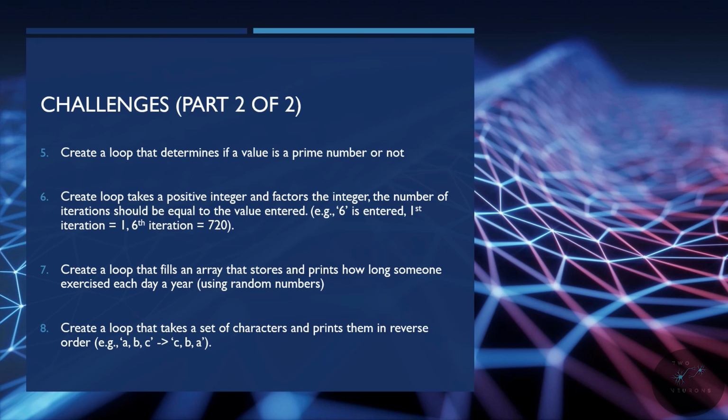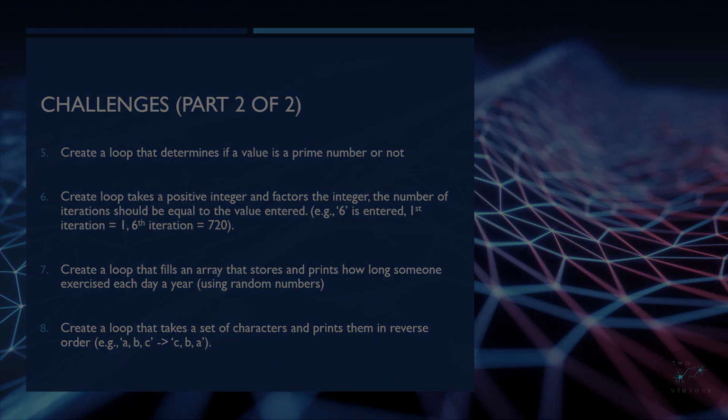Create a loop that fills an array that stores and then prints, using the loop, how long someone has exercised each day for a year. Use random numbers to fill this array. And then create a loop that takes a set of characters and prints them in reverse order. So if you have an array that's ABC, it should print CBA. Alright, so that said, go ahead, start a new project in Visual Studio, try to complete these challenges, and then check in to see what I've done in my project.